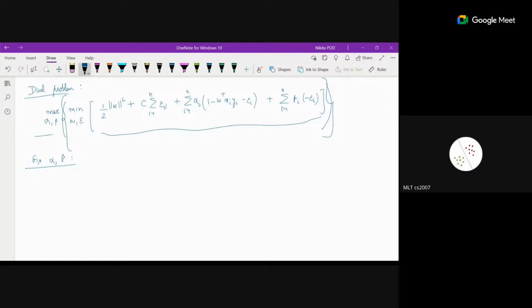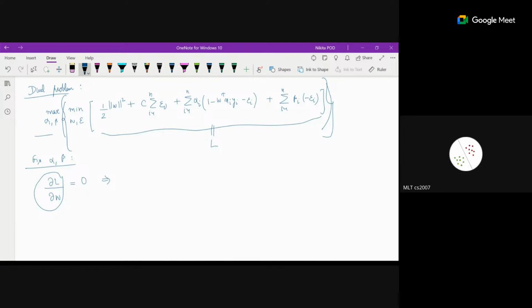So to solve this problem and to find your W star or epsilon star, you need to take the derivative of this. And this is nothing but your Lagrangian function. So you will take the derivative first. Let's take the derivative with respect to W, fixing your epsilon, and equate it to 0. So if you do that, what will happen?